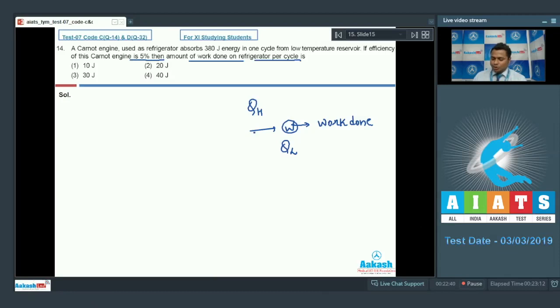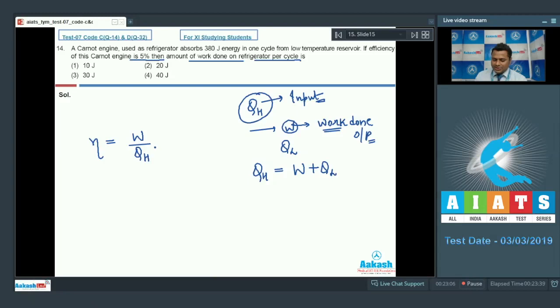So we can write the total heat given, that is input, and output is work done. So here it is output. We can write total heat supplied is QH, out of which W is involved in work done, and the rest is QL. So we can write the efficiency N equals output upon input. Output is W, input is QH. Efficiency given 5%, that is 5 by 100 equals W upon QH, which is W plus QL. So QL plus W.